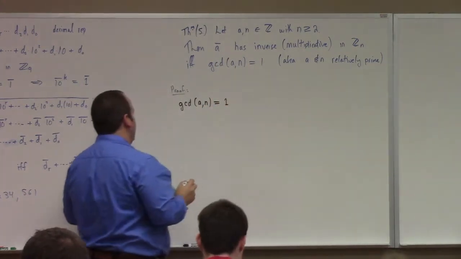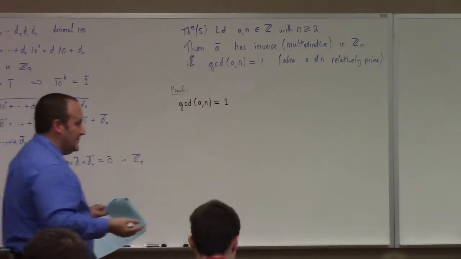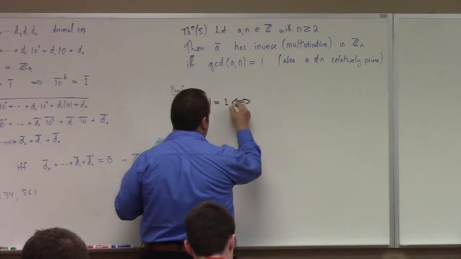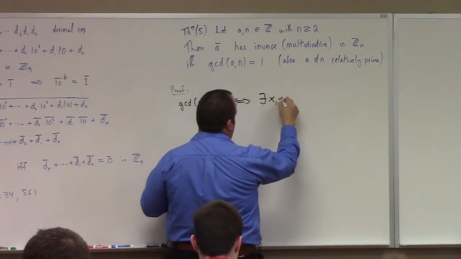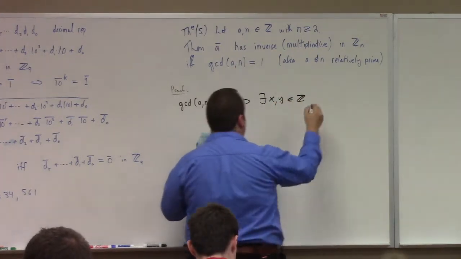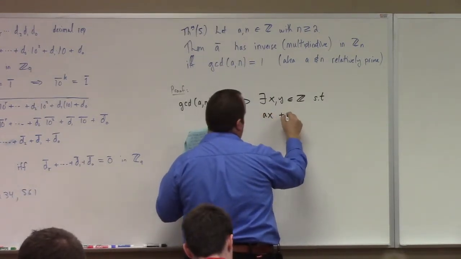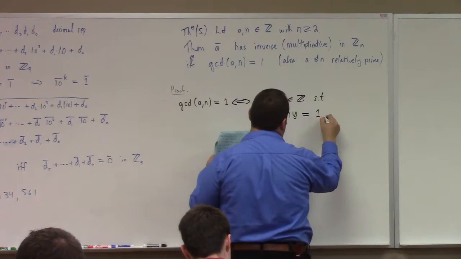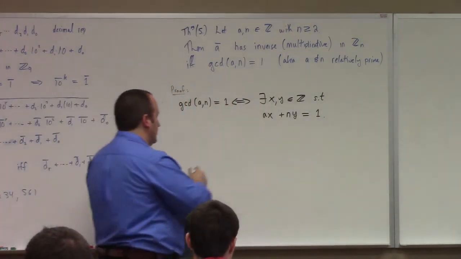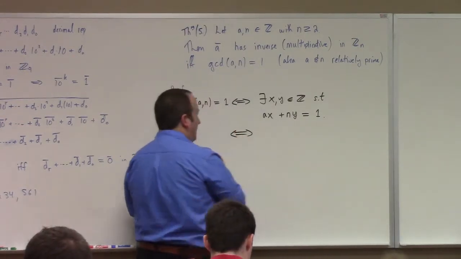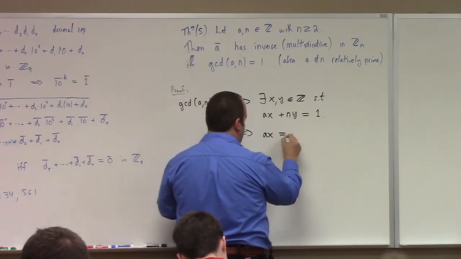Let's see here. The greatest common divisor of a and n is 1, right? Assume that. This is true if and only if what? There exist x and y in the integers such that ax plus ny equals 1, right? But that's true if and only if what? ax is congruent to 1.